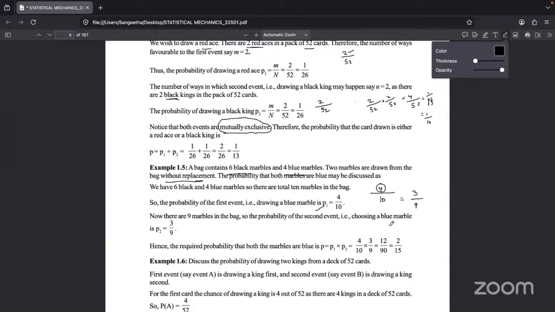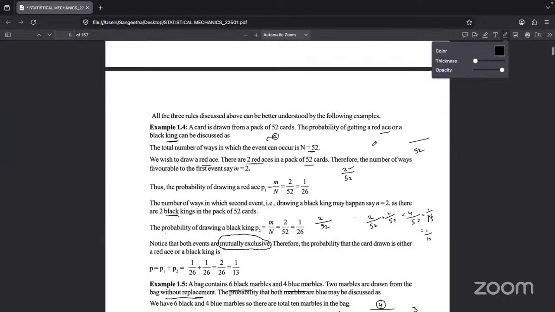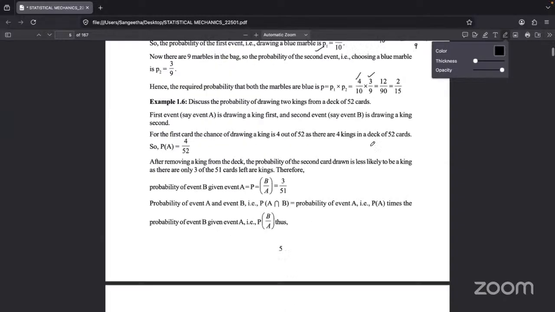So this is the multiplication rule without replacement. First, the total blue marbles we have is 4, so 4 by 10. It is not replaced back. If it is not replaced back, it means minus 1 to the numerator and minus 1 to the denominator. We write it as 3 by 9. So total probability P equals P1 into P2, 4 by 10 into 3 by 9. This example is for multiplication purposes. Example 1.4 is for the summation purpose.